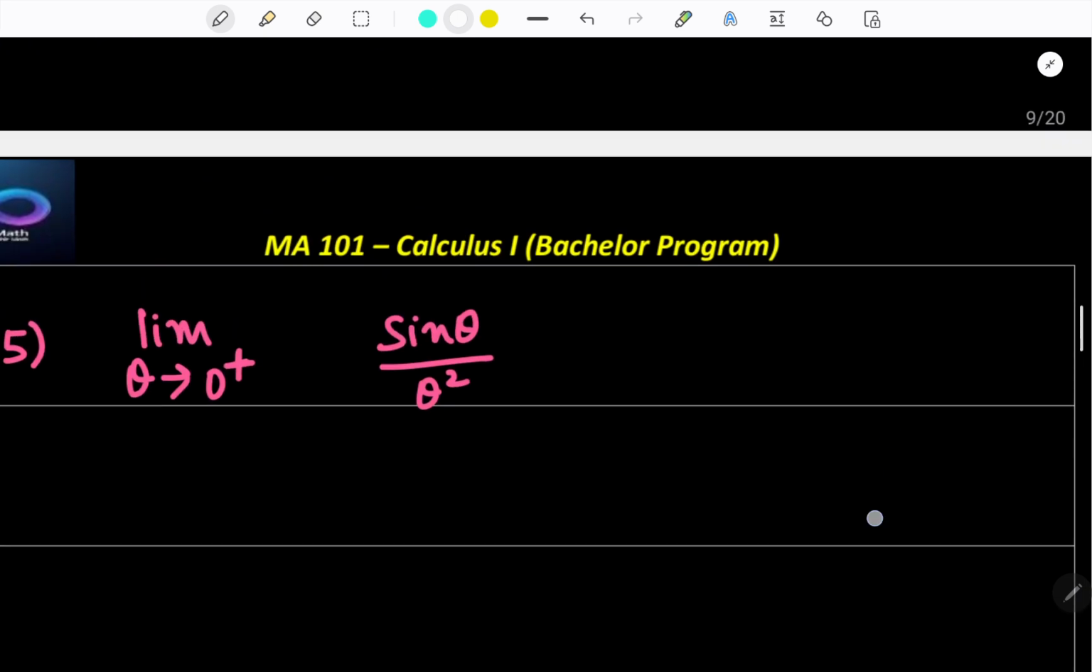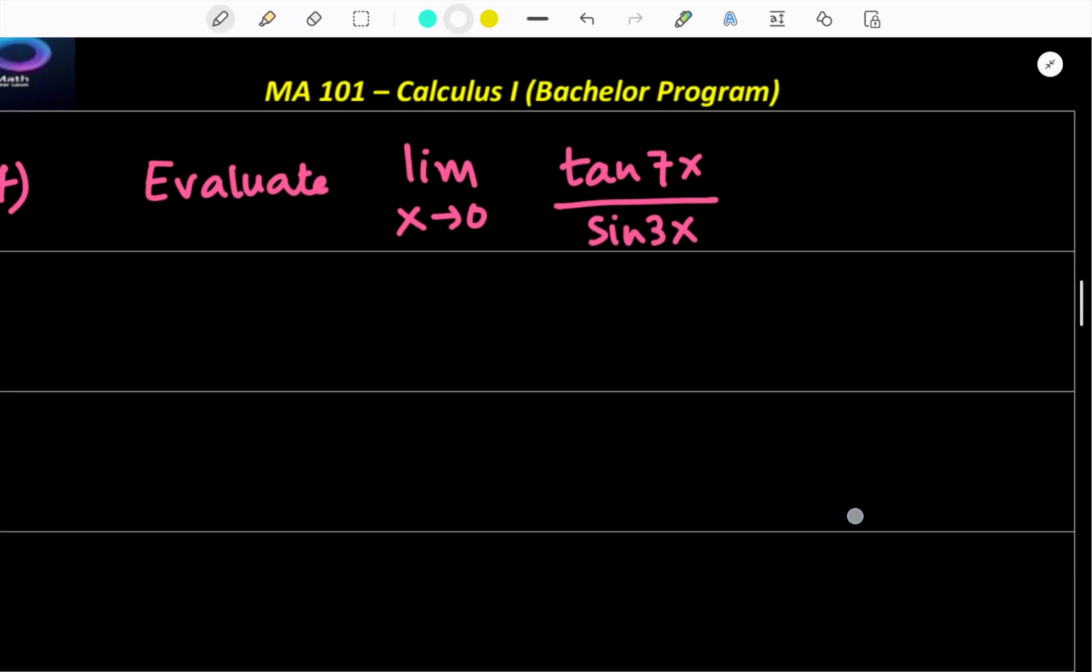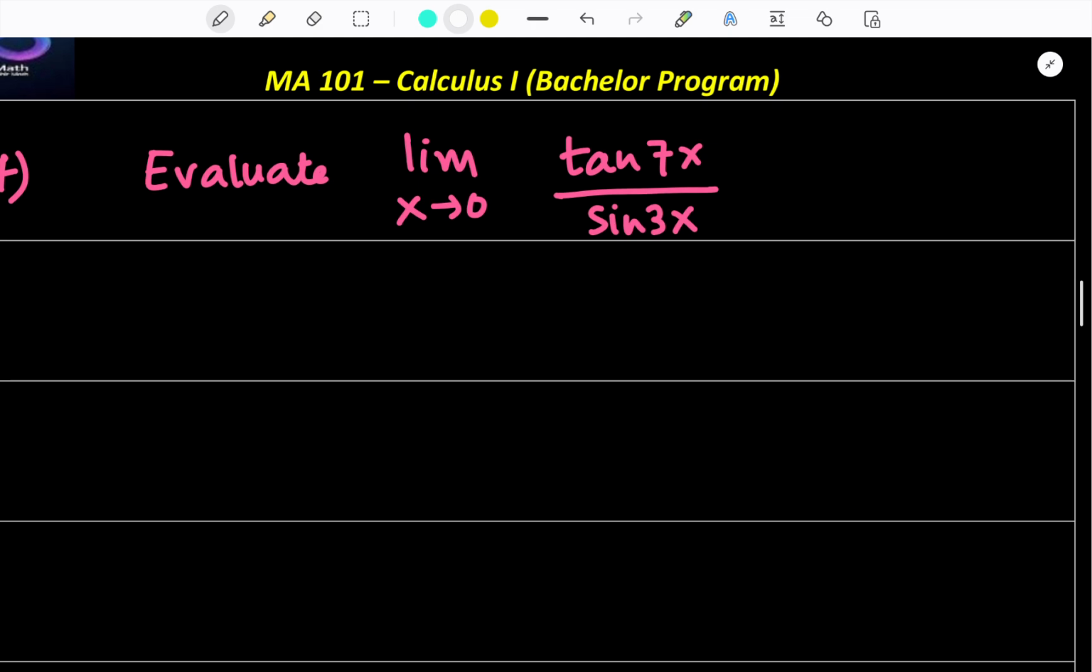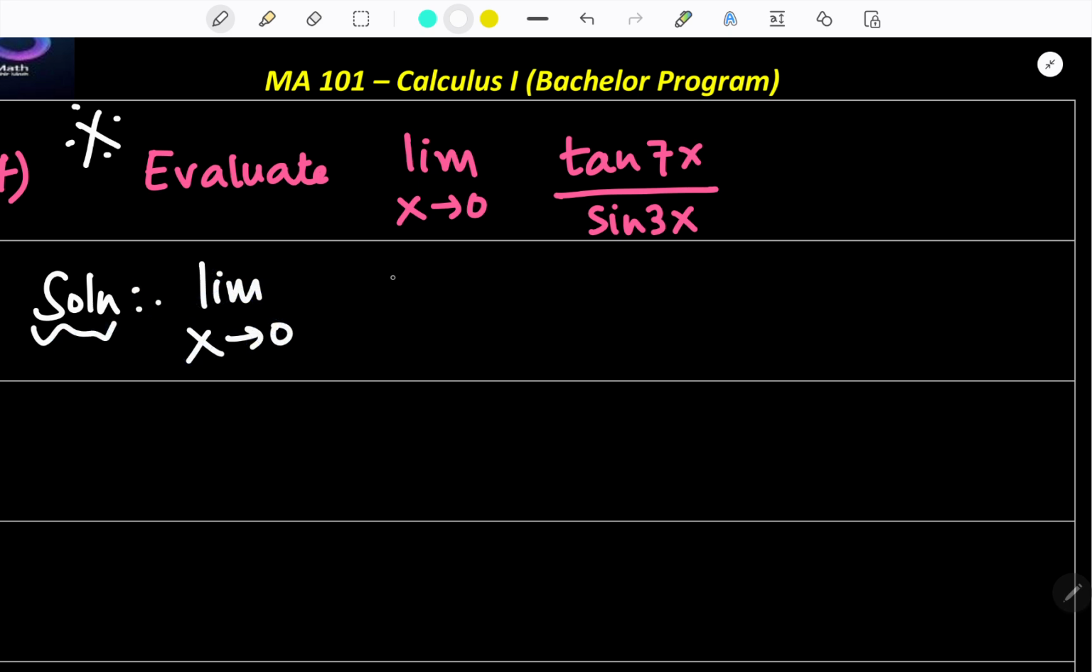It's so simple. Let me go to the next question. The next question is limit x tends to 0, tan 7x divided by sin 3x. This is also one important question, right? So let me go to the solution. Limit x tends to 0, tan 7x divided by sin 3x.